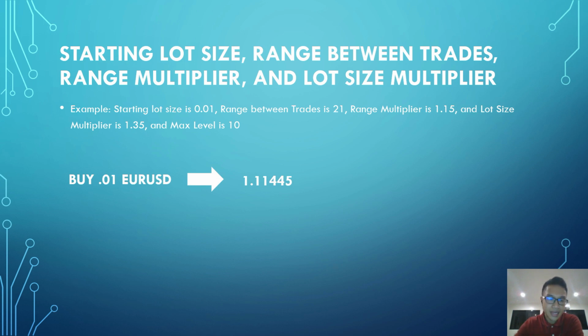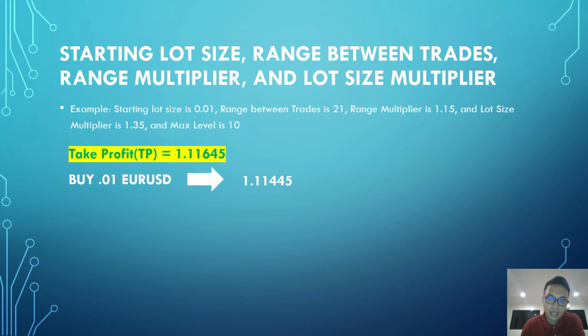So let's say the robot puts an entry of 0.01 lot EURUSD at a price of 1.11445, and you set the take profit to 20 pips. So the take profit is 20 pips from 1.11445, which is 1.11645.